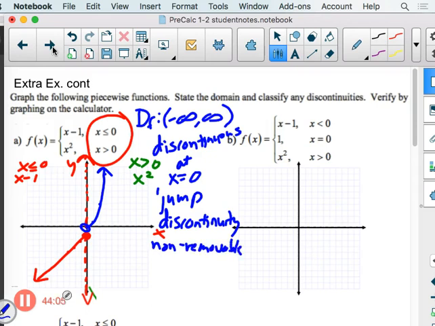So by classify, they're saying, talk to us about all the vocab that you've learned about these things. You know, and we know it's non-removable, but what more can you tell us about it? Well, we can also tell you there's a jump, and it's at x equals 0. And there's nothing we can do about it. It is just discontinuous. That's how it works. So there's our first little piecewise graph.